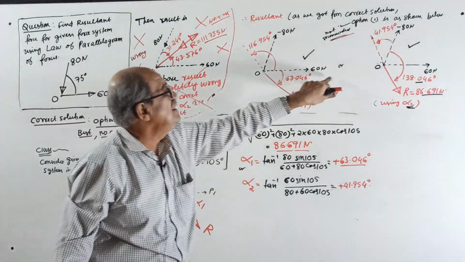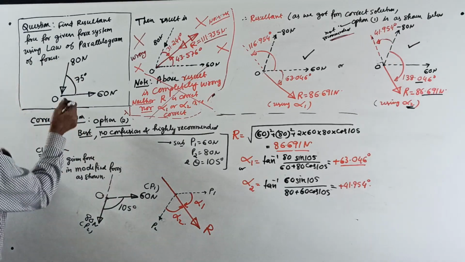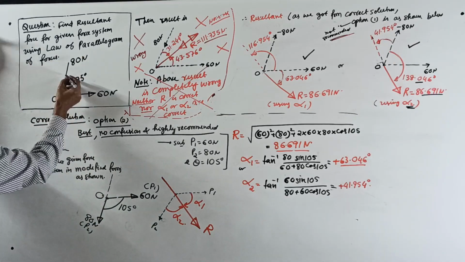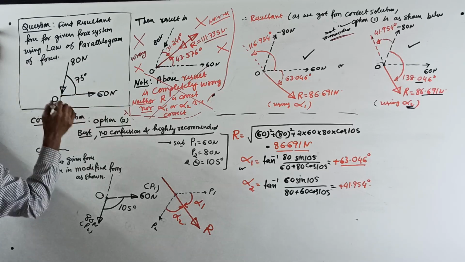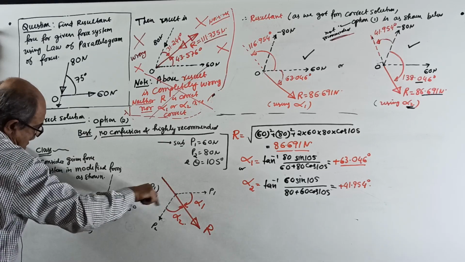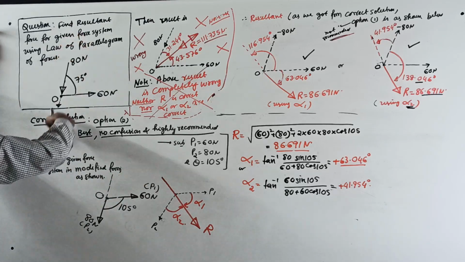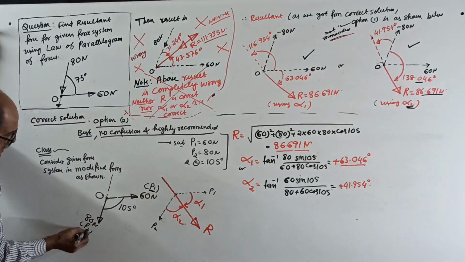See, the answer is still there. But the best approach is this: the 80 Newton force acting this way, make a note there. Extend the line this way, and put it like this. 60 this way, 80 this way. Once again, the direction should be the same. Don't change it. This way only, 80. This you take as P1, this you take as P2.